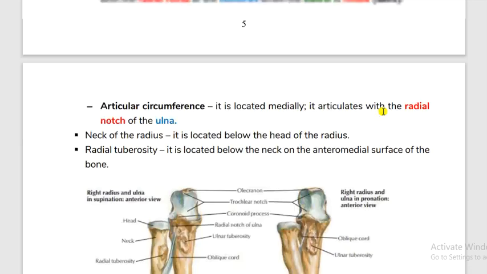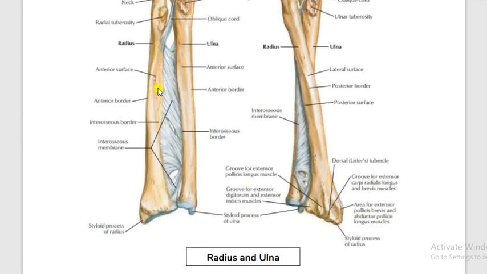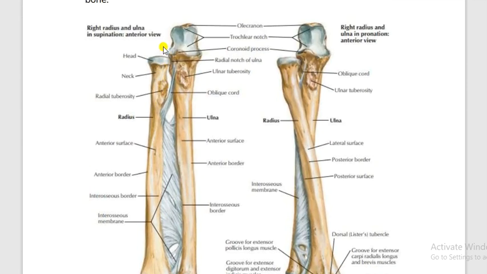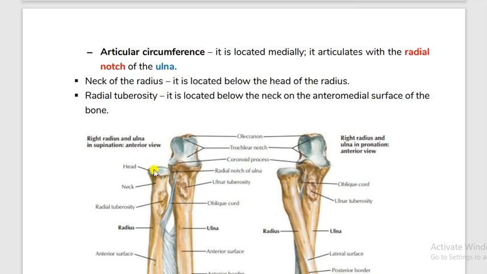So this is the head of the radius. This is the radius here, the radius and ulna. So we have the radius bone here. So this is the head of the radius. It has an articular facet on top, which articulates with the capitulum of the humerus, and then there is also the articular circumference here.